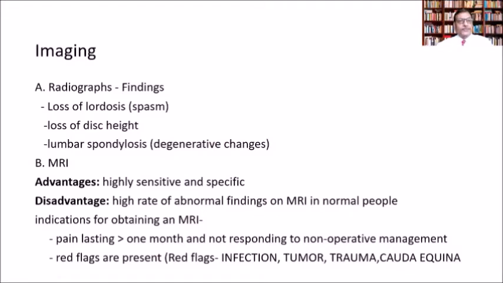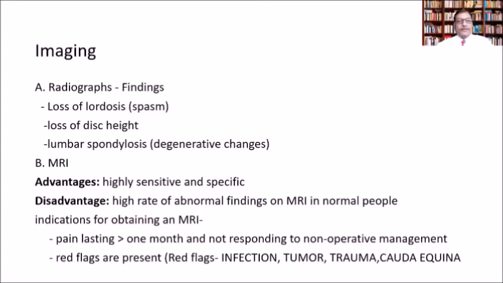In simple radiographs, the findings usually are the loss of lordosis, which usually denotes that there is a muscle spasm, and a loss of disc height, and maybe in old age, you will find lumbar spondylosis or degenerative changes. The MRI has the advantages that it is very sensitive and highly specific.